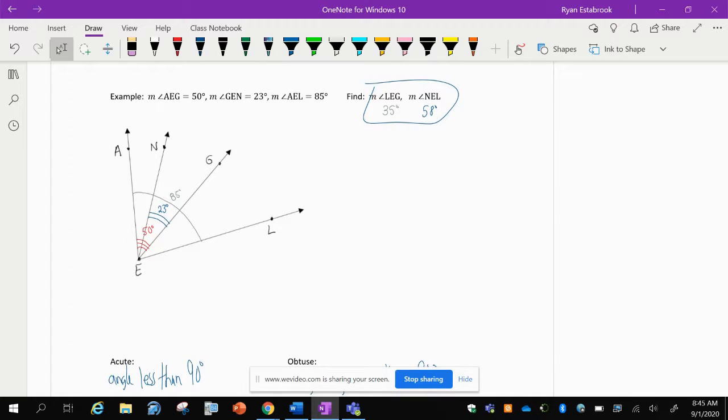Next example, I already have an answer written down. Maybe you want to pause it and try to do this one on your own. I'm trying to ignore what I have here. But using some angle addition postulate, our goal is to find the measurement of angle LEG and angle NEL.